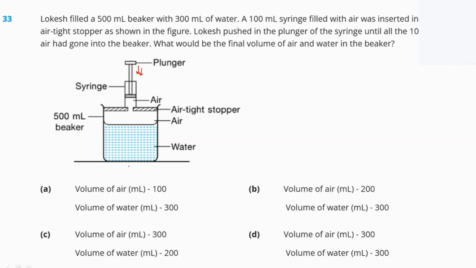Second option is volume of air is 200 and volume of water is 300 ml. So the volume of air is going to be, sorry, 200 ml, right? And the volume of the water is going to remain the same, that is 300 ml. So option number B is our right answer.